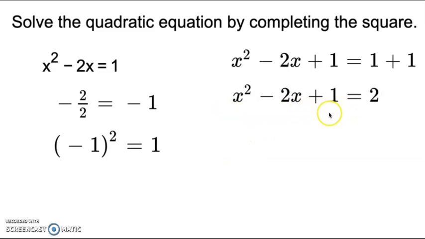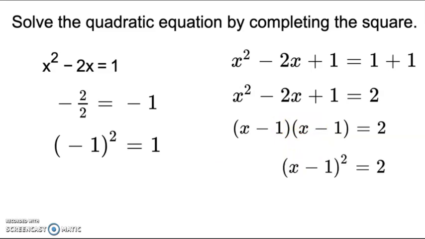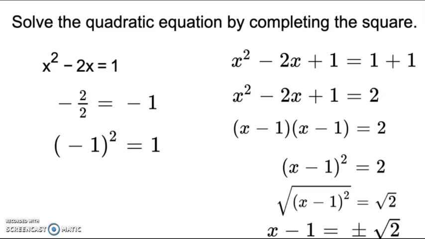Now we got to factor this. So what number multiplies to 1 but adds up to negative 2? It would be negative 1 and negative 1. So we write x minus 1 times x minus 1 equals 2. We can rewrite this as x minus 1 squared. Now to solve for x, you take the square root of both sides. That'll give you x minus 1 on the left equals plus or minus square root of 2. It'll be both sides. So now let's solve it from there.